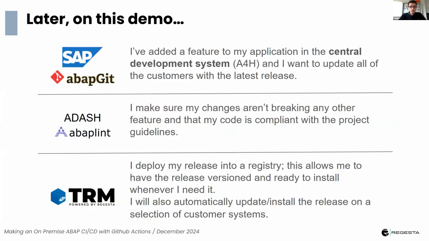Basically, what I'm going to do is make a new feature to an application that I previously built, and I want to make this update available for all my customer systems. So what I want to do is use ADASH and abapLint to make sure that my changes aren't breaking anything, and I set up some syntax rules for my project, so I also have to check that.